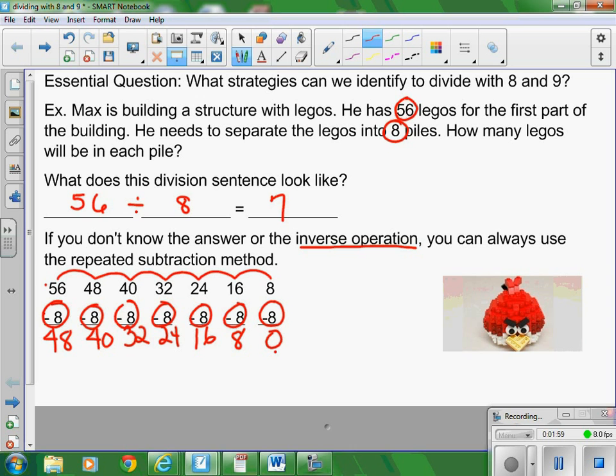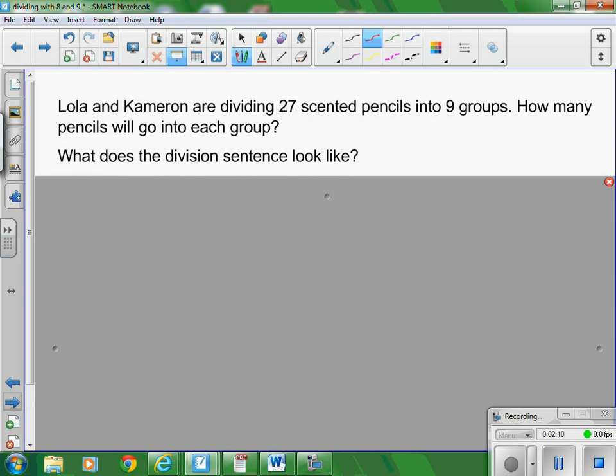8 times 0 is 0, 8 times 1 is 8, 8 times 2 is 16, and all the way up to 48. Good review. Okay, next page. Lola and Cameron are dividing 27 scented pencils into 9 groups. How many pencils will go into each group?